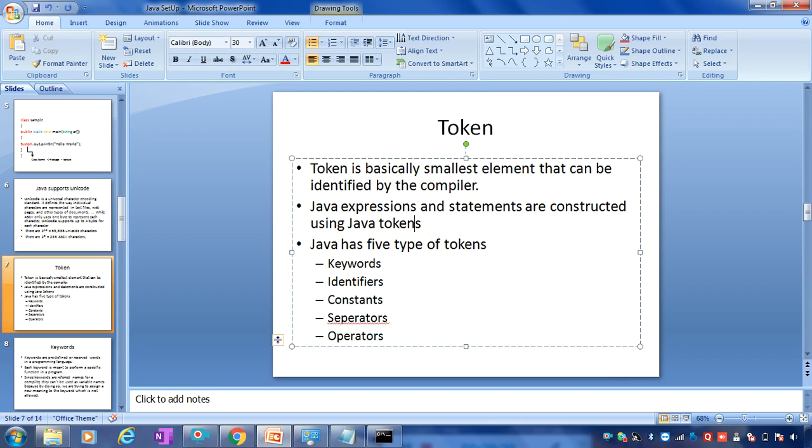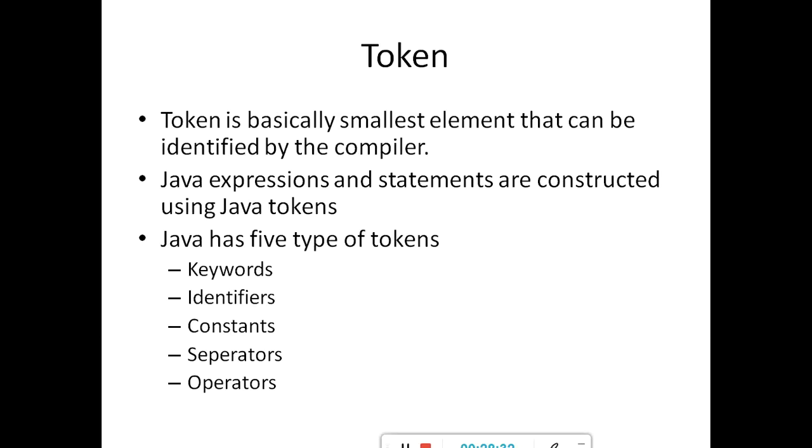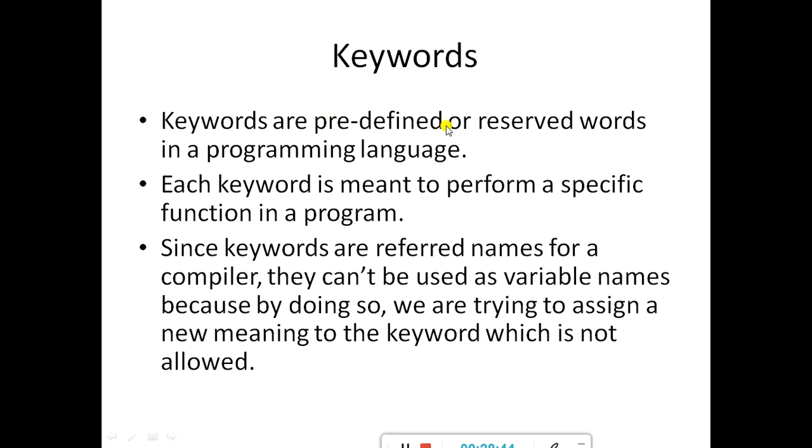Now there are different types of tokens. Those are keywords, identifiers, constants, separators, and operators. As the name itself says, keywords are predefined or reserved words in a programming language. I cannot change a keyword. If it is in capital, it has to be in capital. If it is in small, you have to use it in small. The definition of every keyword is already predefined, and each keyword is meant to perform a specific function in a program.